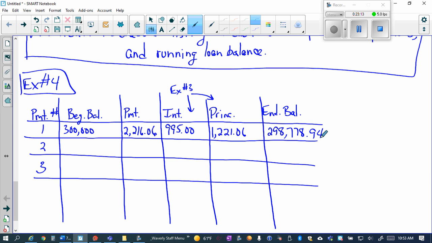And I'll put the calculation over here. It was just the $300,000 minus the principal portion, $1221.06. Okay? So now we go on to payment number 2. So for payment number 2, we have a new beginning balance. And that's just as easy as bringing over the ending balance from payment 1, right? So whatever payment 1's ending balance was, the $298,778, that comes over here to our new beginning balance.